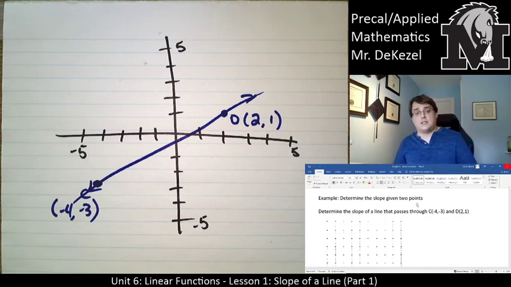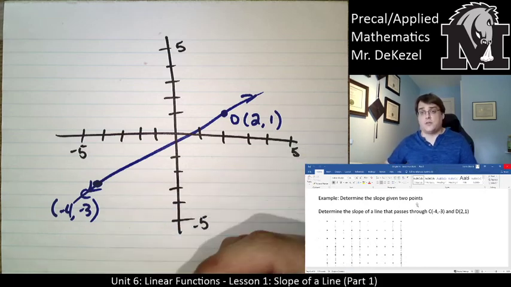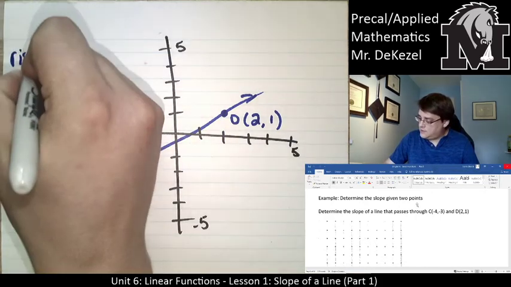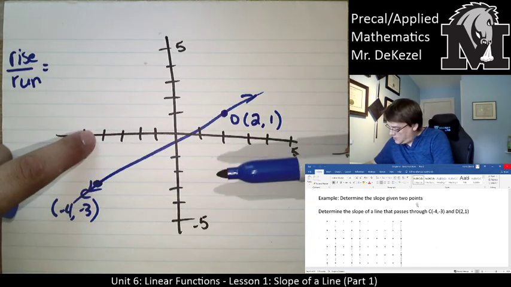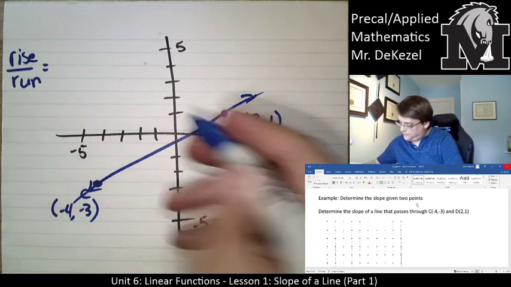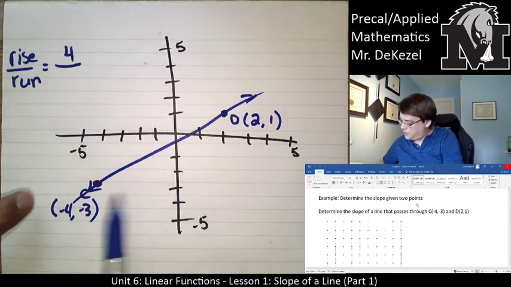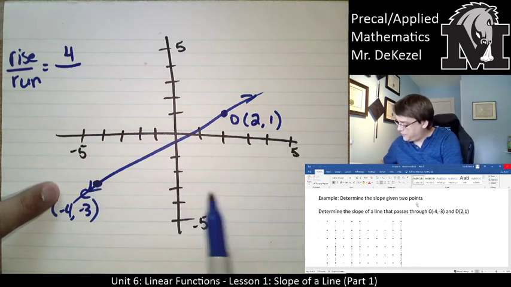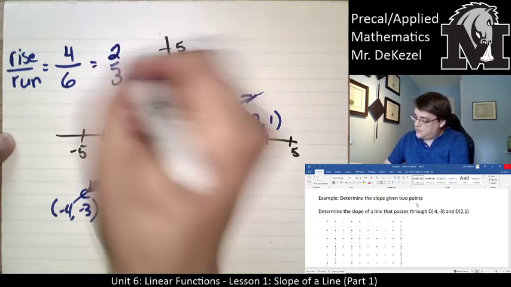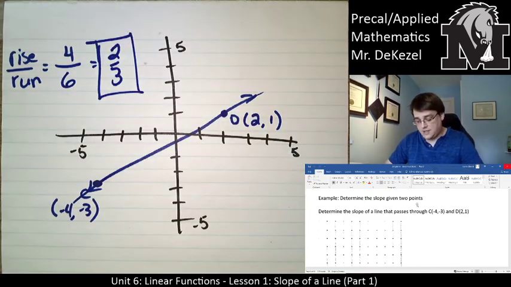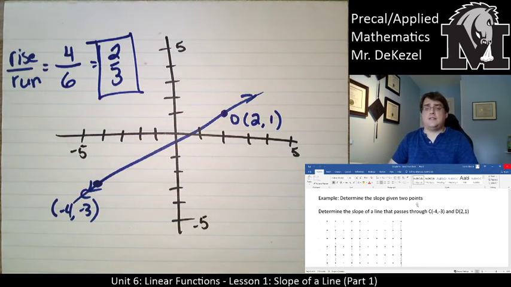And what it wants to know is the slope of the line. So we now have 2 points that we can use to count the rise and the run. So rise over run. It goes up from -3 to 0 and then up to 1. So that would be up 4. And it goes over from -4 to 0, which is 4, and then over 2 more, that's 6. I need to reduce that to 2/3, and that is the slope of the line connecting those 2 points. It's as easy as drawing the line and then counting and reducing the fraction.